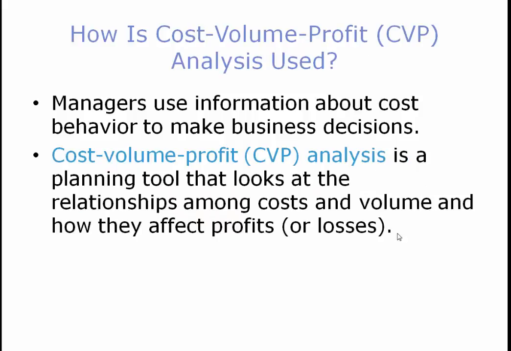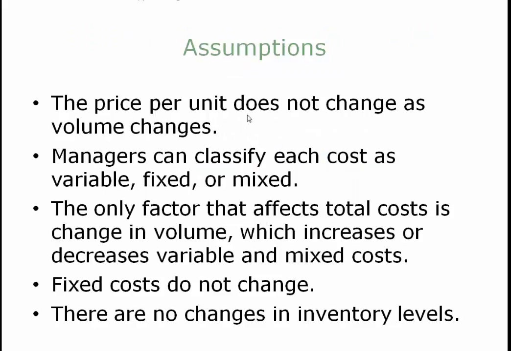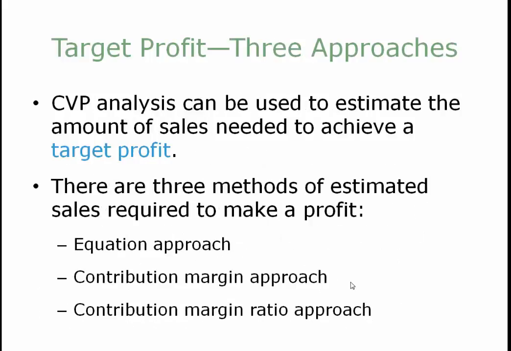And we're going to do something called cost volume profit analysis. We're going to use a formula that looks similar to what we just saw, but we're going to look at the relationships between cost and volume and how they affect profits or losses. You see here that price per unit does not change as volume changes. So in the assumptions here, price doesn't change, and you can affect the cost, variable cost or mixed cost. The only thing that changes is volume, fixed costs don't change, and there are no changes in inventory levels. Those are all big time assumptions.